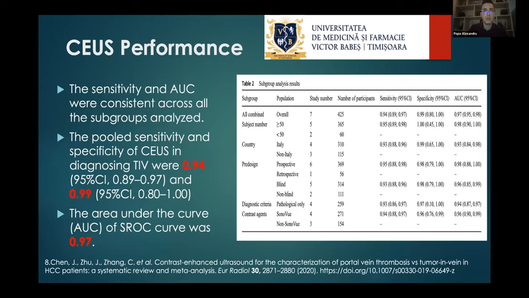The pooled sensitivity of CEUS in diagnosing malignant thrombosis was 0.94, and the specificity was 0.99. Also, the pooled AUROC was 0.97. So the meta-analysis concluded that CEUS is a highly efficient method for differentiating malignant from benign portal vein thrombosis and can be used as an alternative to CT and/or MRI.